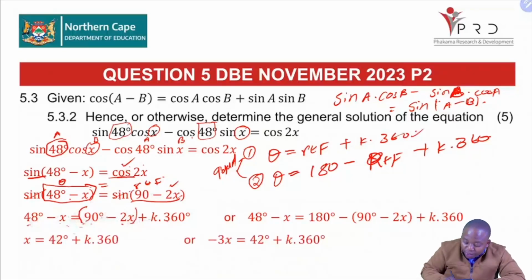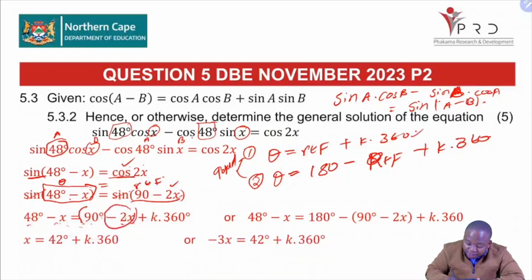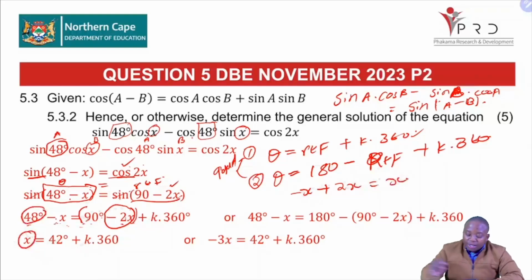Then we have the negative x and we have negative 2x in this case. We are going to transpose the negative 2x first, then divide by the negative throughout. When we transpose the 2x to this side, we are going to have negative x plus 2x, and that will give us x. Then 48 minus 90 gives me 42 times k, which is into the 360.